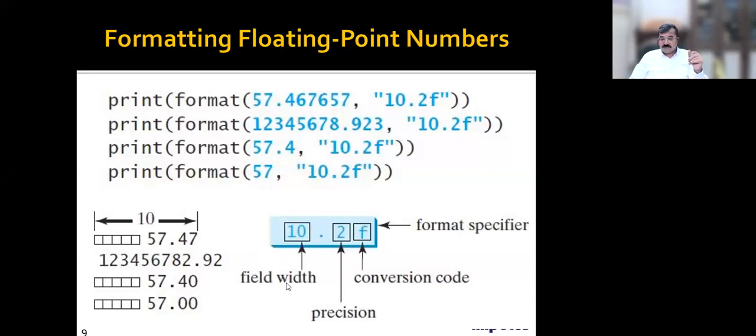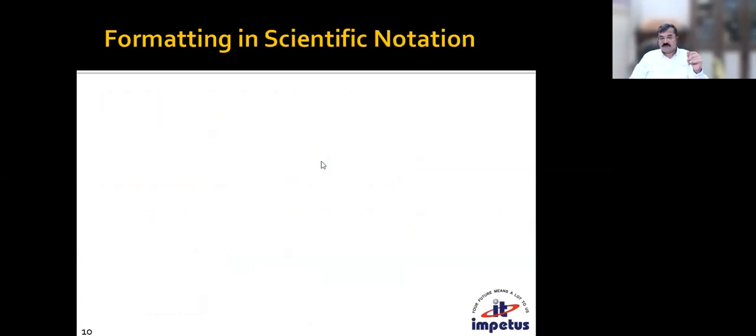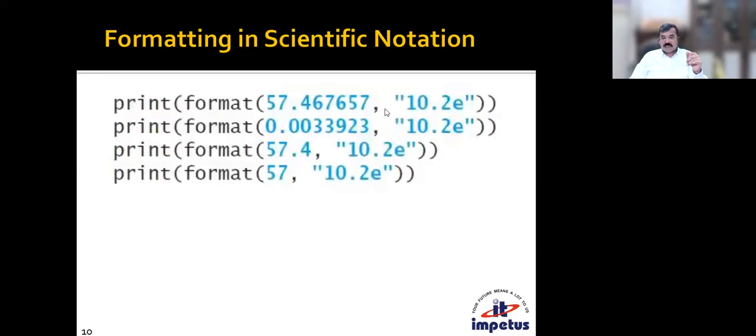So 10 is the width specifier, 2 is the precision specifier, and f is the conversion specifier, and total मिला के आपका ये format specifier. So format specifier क्या था? 10.2f. How do you call? You call this method format and give the specification. Okay. So if I say 10.2e, that's exponential, but exponential displays up to 6 digit precision by default.